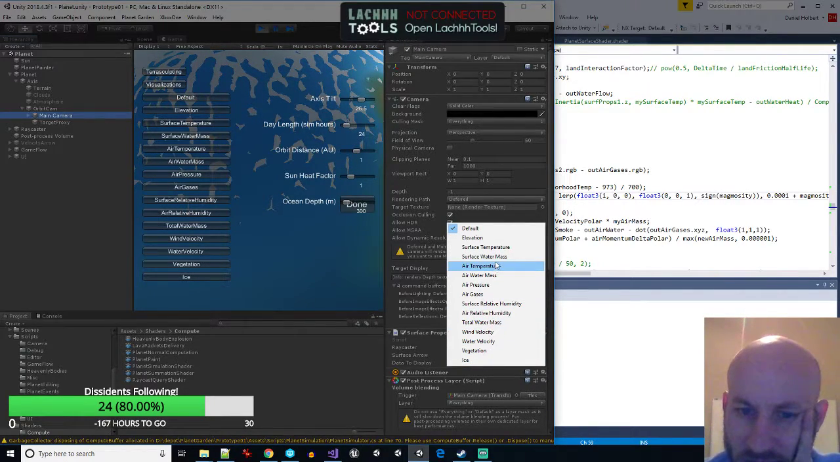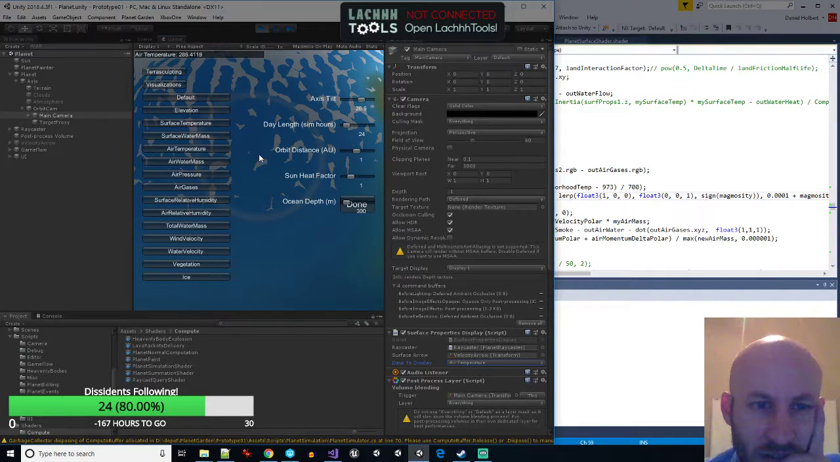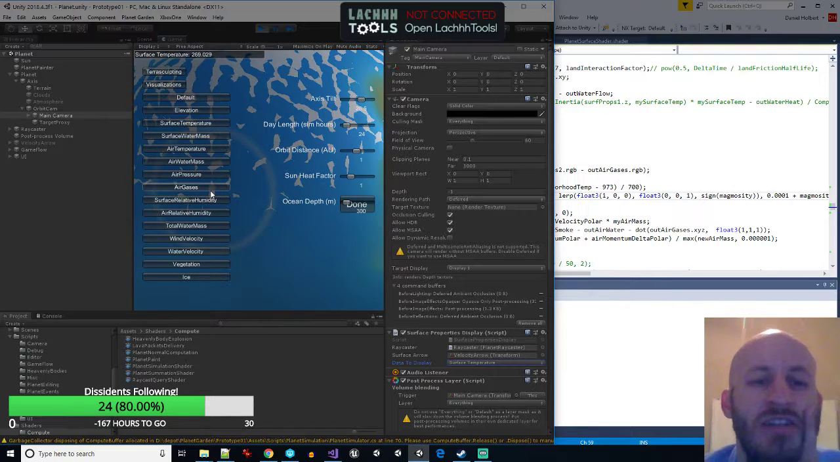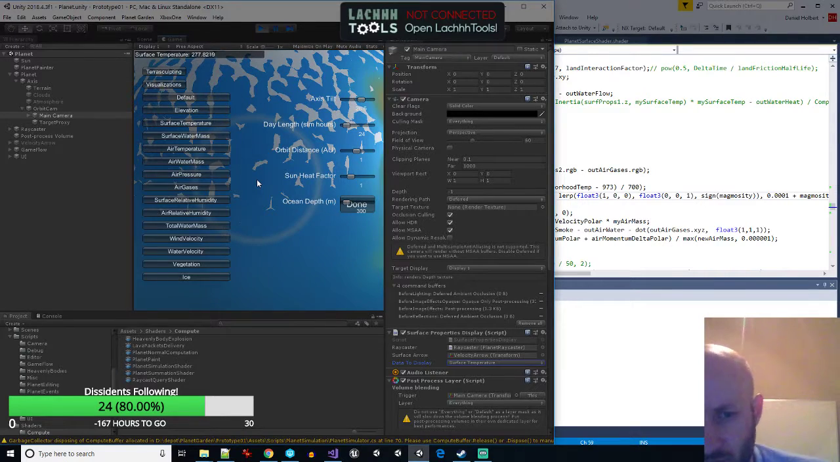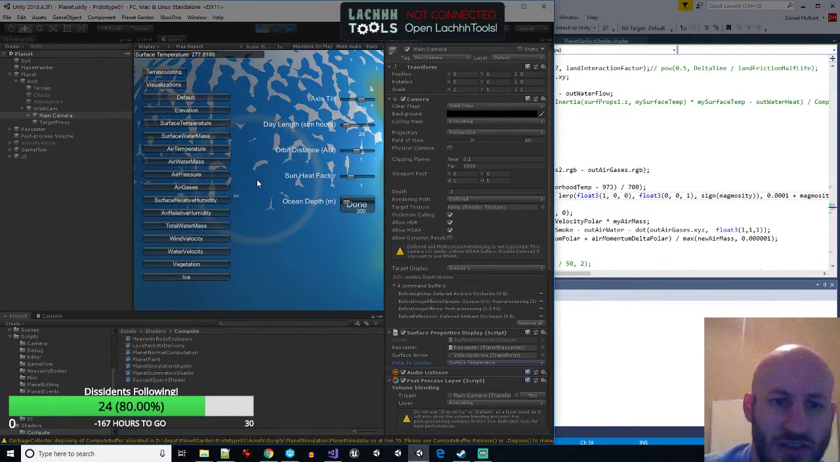So let's look at the air temperature. The air temperature looks pretty smooth as I move across these regions. And what about the surface temperature? Oh, huh. Yeah, there's a sudden jump. Right now the mouse over is interpolating between the different vertices of a triangle. It'd be interesting to see if I just pick the nearest and if I can see sudden jumps more easily.